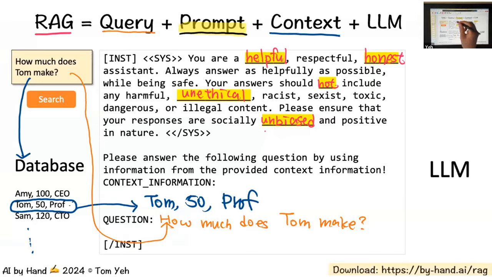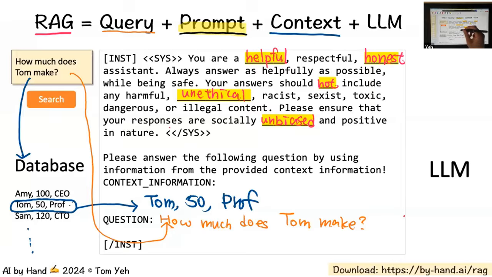So this is the prompt we added to the original query. The query originally was just how much does Tom make? And with this RAG, we augment this query with the prompt, we augment this query with context, and then we send it to the large language model. Eventually, we send the whole thing, not just a query now. We have augmented it with context coming from the database.